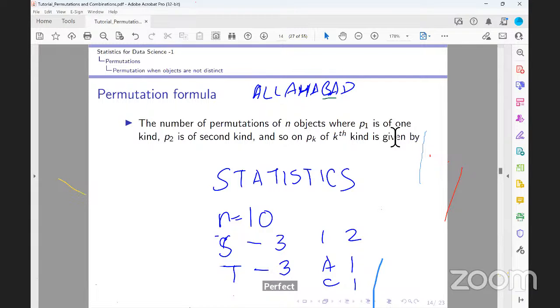Nine factorial by 4 factorial into 2 factorial. Okay. Right. Okay.